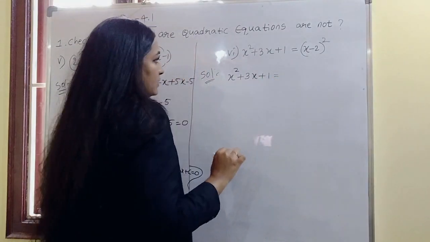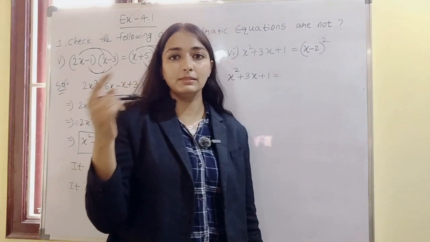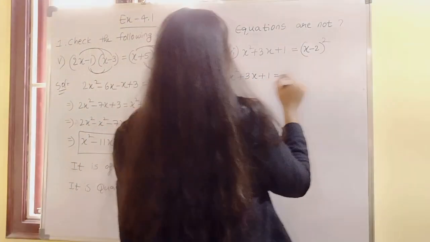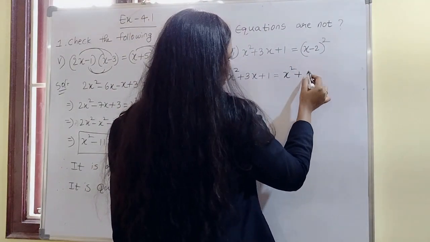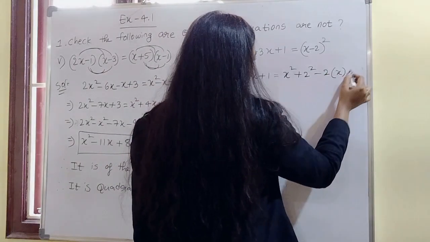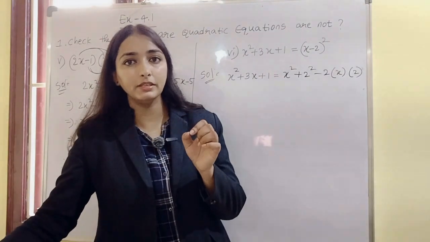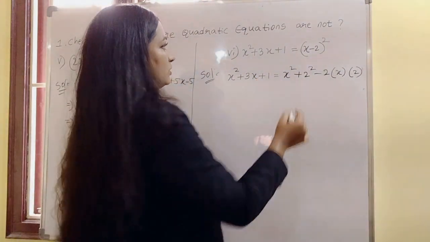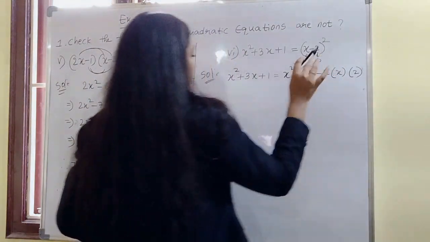Here look at the RHS, it is in the form of a minus b whole square. What is the formula of a minus b whole square? a square plus b square minus 2ab. So you apply x square, that is a square, plus b square is plus 2 square, minus 2ab, that is 2 into a is x, b is 2. Is it clear? b is not minus 2. Here you already kept minus. Okay, so here b is 2. So a is x, b is 2. It is in the form of a minus b whole square.